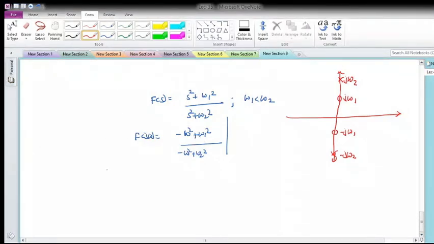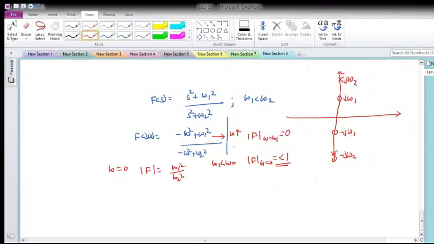Let us calculate the magnitude. At omega equal to 0, the magnitude will be omega 1 square upon omega 2 square. We said omega 1 is less than omega 2, so the magnitude at omega equal to 0 is obviously less than 1. Now as omega varies, what will happen at omega equal to omega 1?